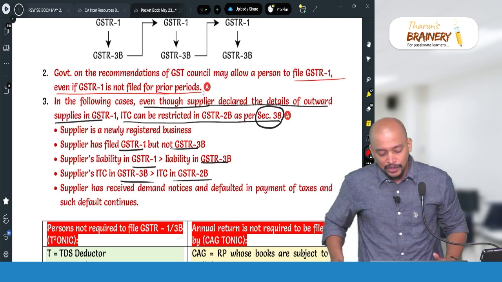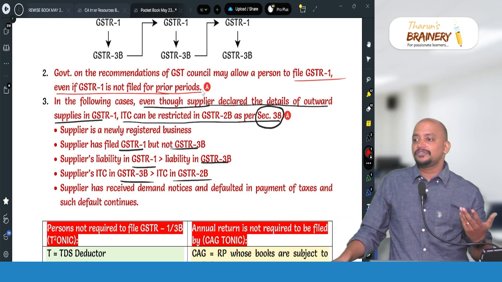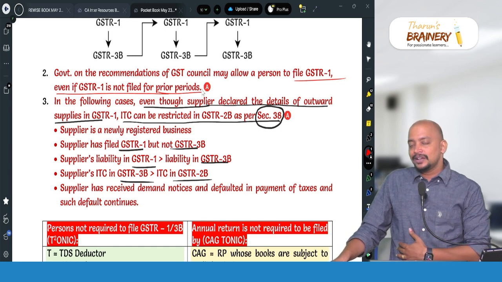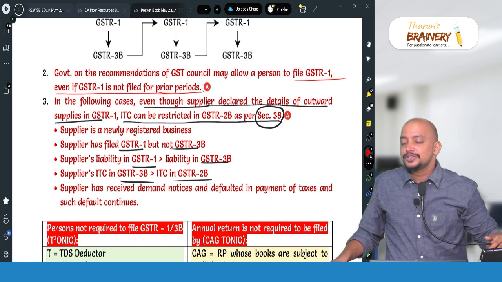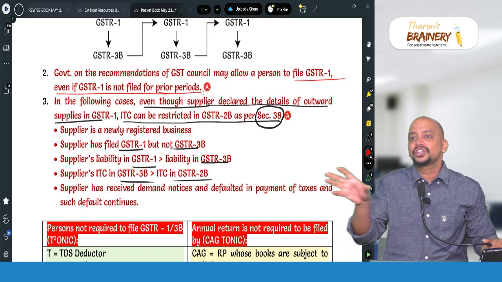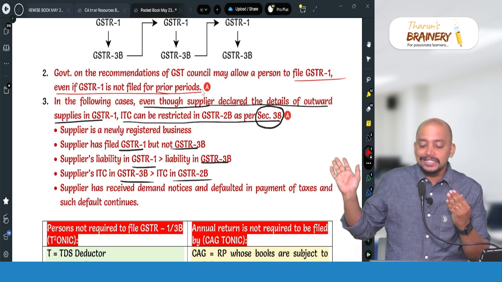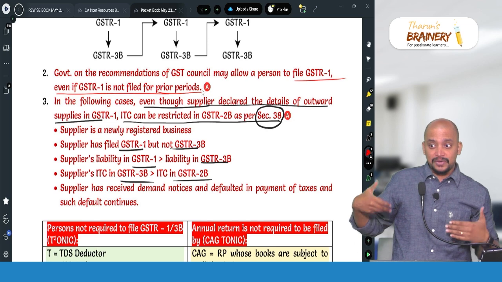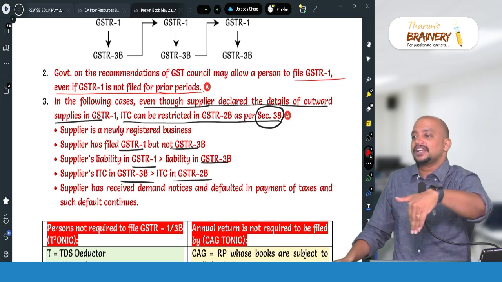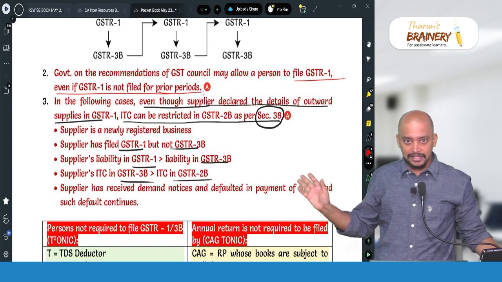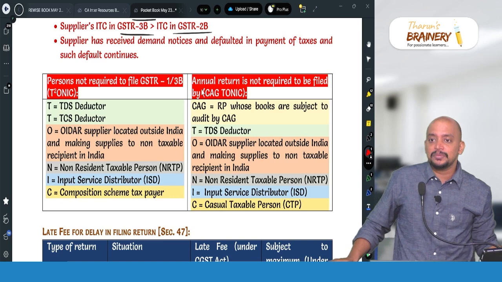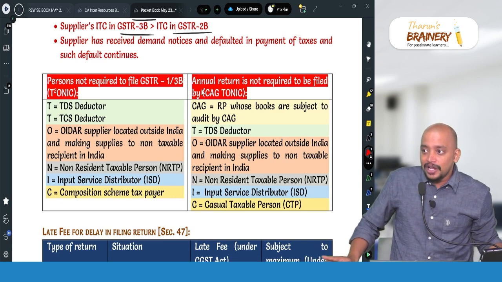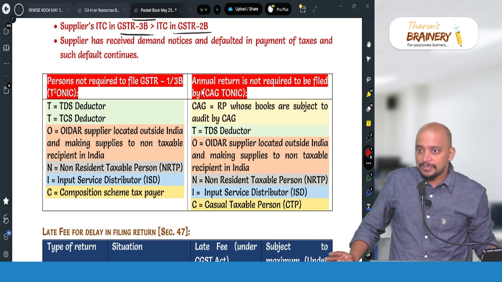So mainly, a lot of taxpayers were asking for this because of ITC. For that reason only, even if the GSTR 1 is not filed for any prior period, as a stopgap arrangement or as a transition arrangement, this point is given, meaning even if the GSTR 1 is not filed for the last year, we can file the GSTR 1 now. And who are not required to file GSTR 1 or 3B? Remember TONIC. So TONIC not required to file GSTR 1 or 3B. In the TONIC, T is 2 times, TDS, TCS.